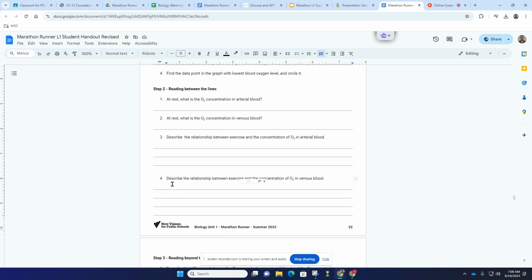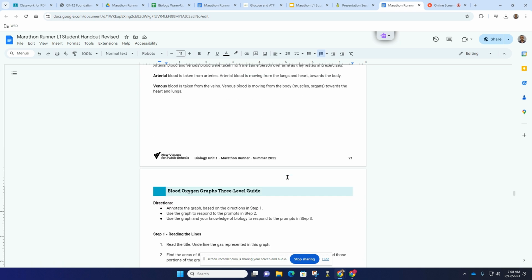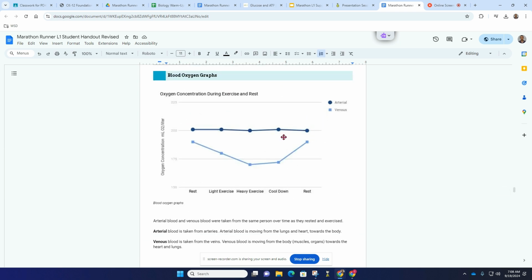Number four, describe the relationship between exercise and oxygen in venous blood. Well, this is where we start to see something, right? So here's exercise, and same thing where it's like, is it an increase? Is it a decrease? Or does it have no change? And I hope you can see here that as we exercise, we are decreasing the amount of oxygen in our venous blood.